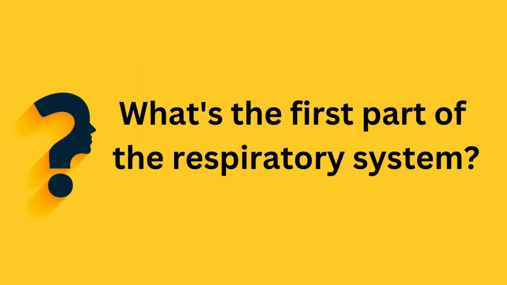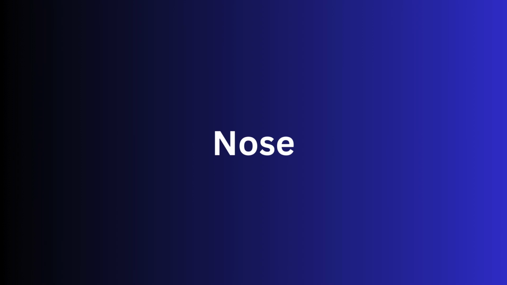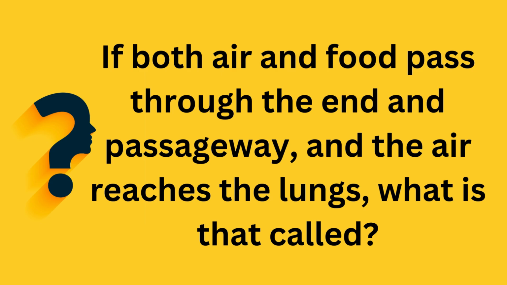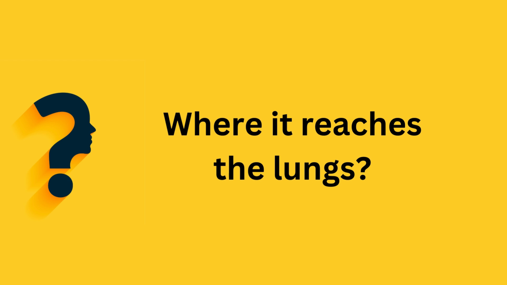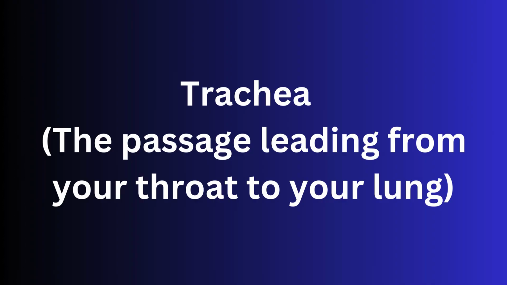What's the first part of the respiratory system? Nose. If both air and food pass through the end and passageway, and the air reaches the lungs, what is that called? Pharynx. Trachea is the passage leading from your throat to your lung.